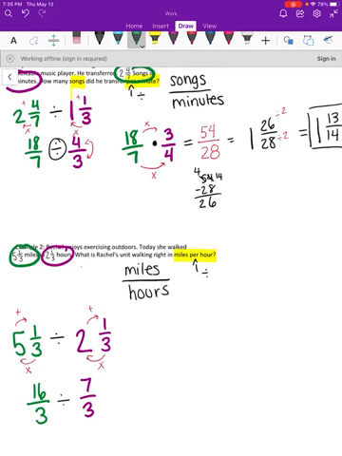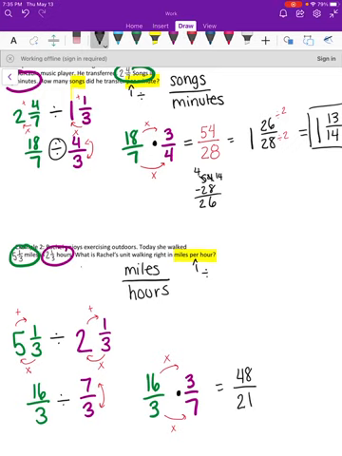When we divide fractions, we keep the first one. So we're going to keep 16 over 3. We're going to multiply it. And we need to flip this fraction here. So instead of 7 over 3, we're going to have 3 over 7. And then we multiply. So 16 times 3 is 48. And then 3 times 7 is 21.